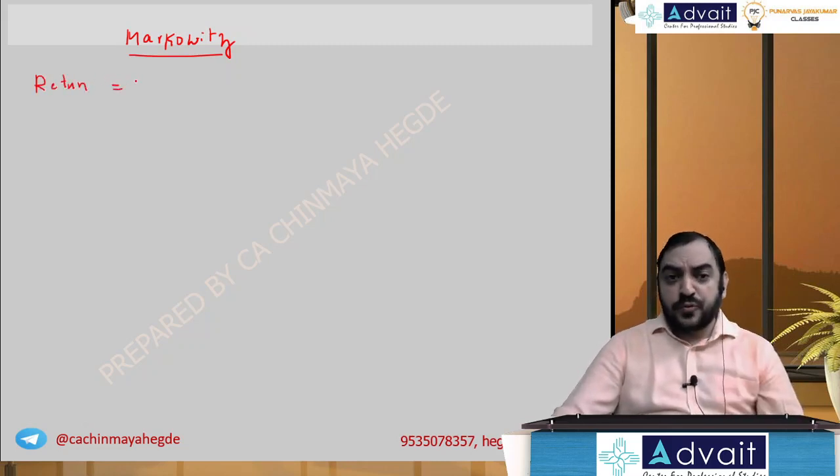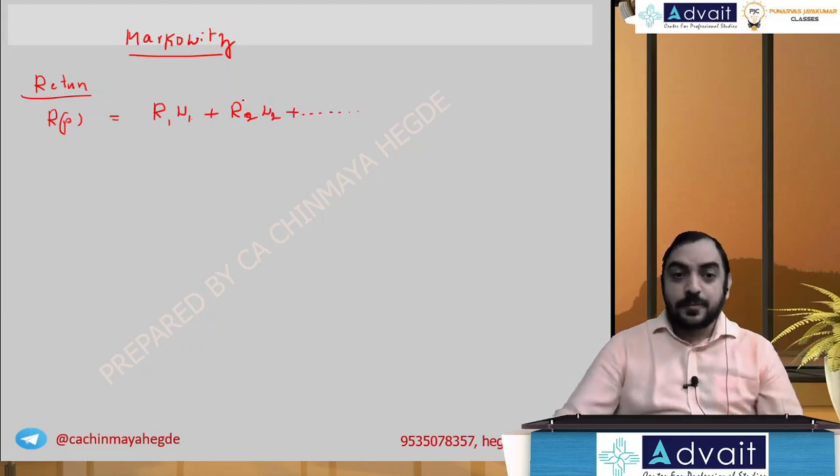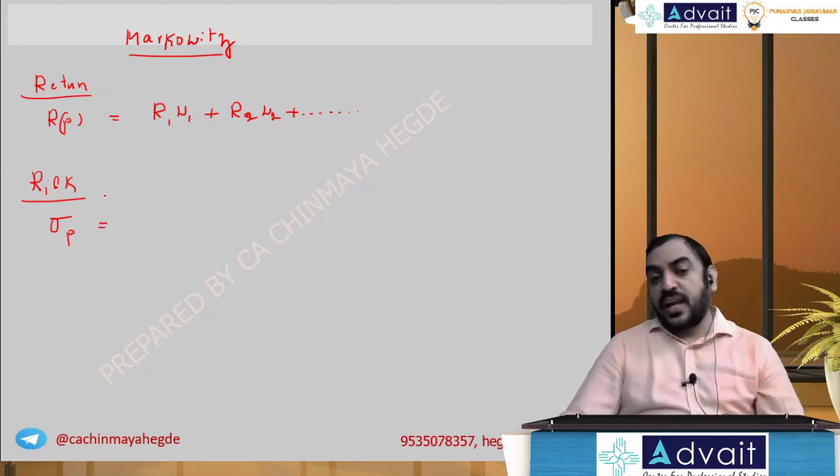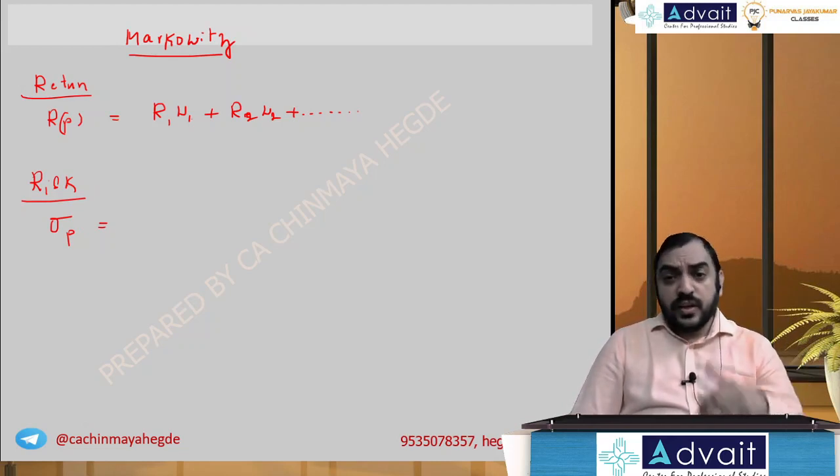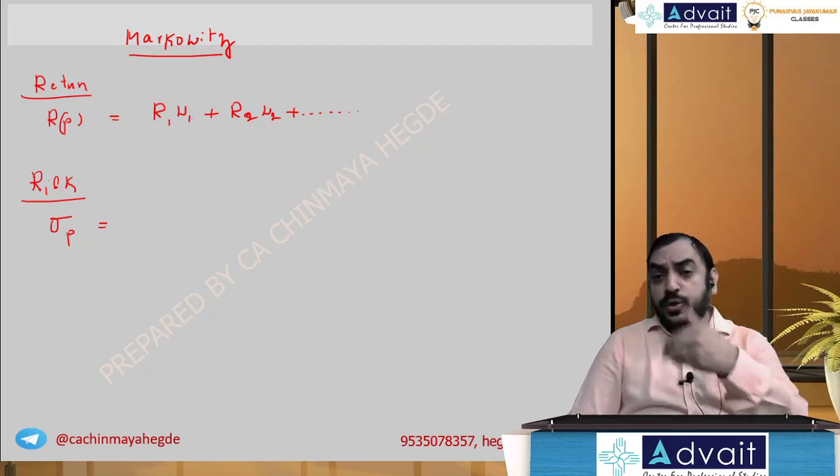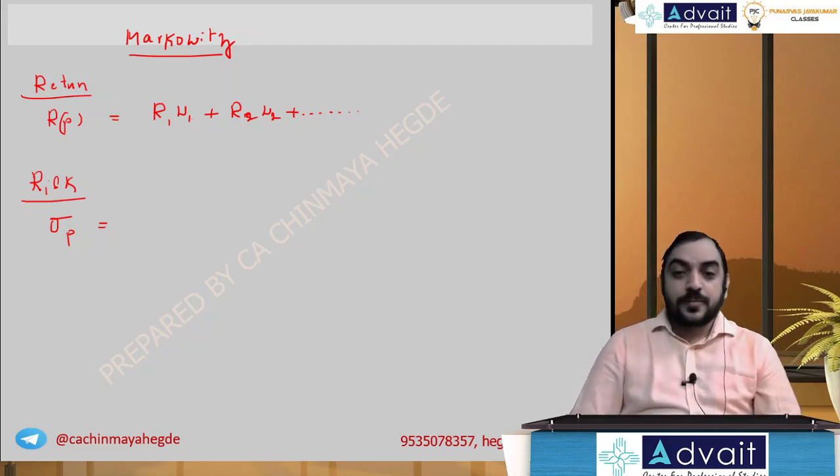Okay, Markowitz, risk or first is return. If it is a two security portfolio, return of portfolio RP is R1 W1 plus R2 W2 and so on, however many securities might be there. Risk of Markowitz portfolio is the standard deviation of P. He has given the formula like this. You understand R1, return from security 1. R2, return from security 2. W1, weight in security 1. W2, weight in security 2 and so on.